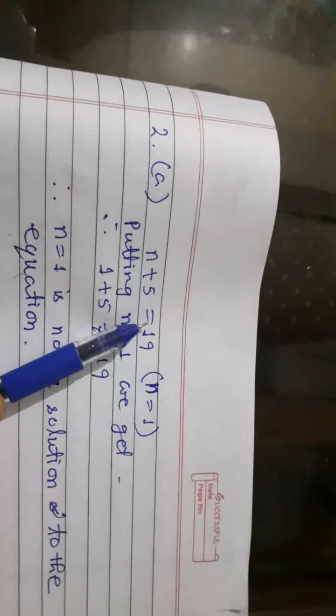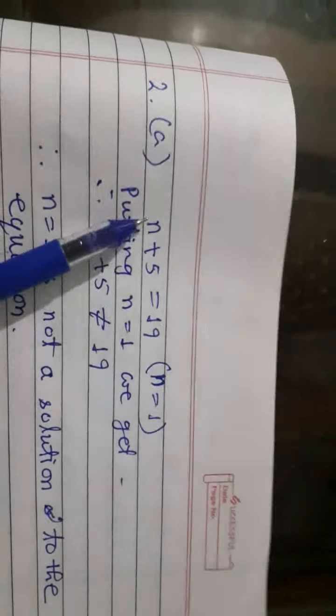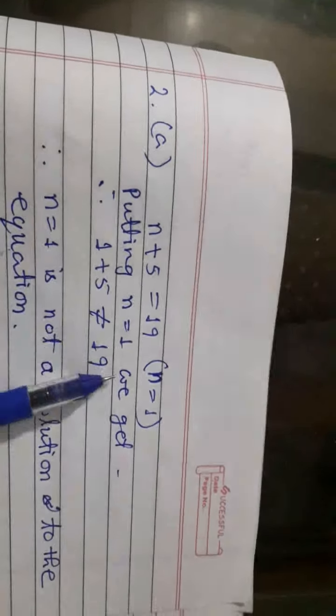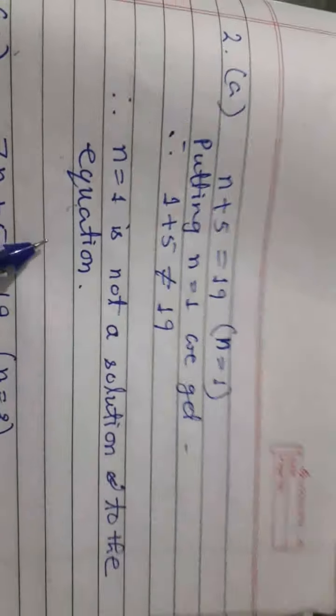Now we check whether the value given in brackets is a solution of the given equation or not. n plus 5 equal to 19, n equal to 1. Putting n equal to 1, we get 1 plus 5 equal to what? 6, not 19. That means 6 is not equal to 19. Therefore, n equal to 1 is not a solution to the equation.